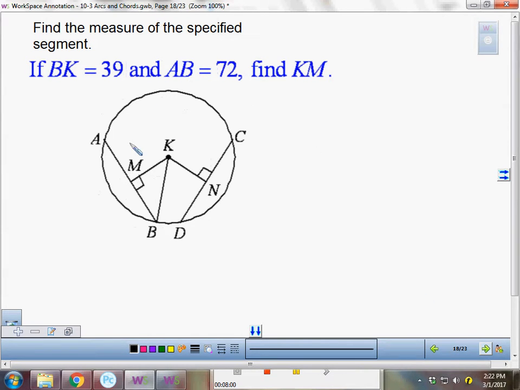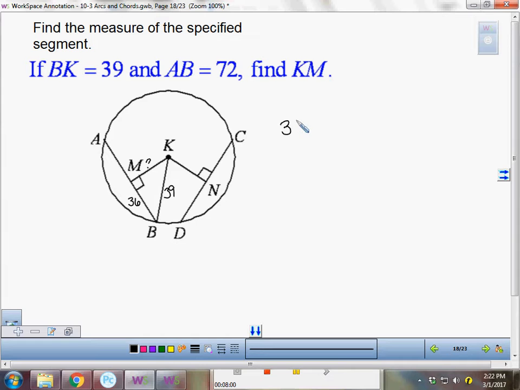All right, BK is 39, and AB is 72. So the whole thing is 72. So that means if I want just this piece right here, I just half that, right? So half of 72 would be 36. And they want me to find KM, which is this part right here. Well, if you notice, you have a right triangle right here. This would be a leg. This is your hypotenuse because it's across from your 90-degree angle. And then the part you're wanting to find is a leg.